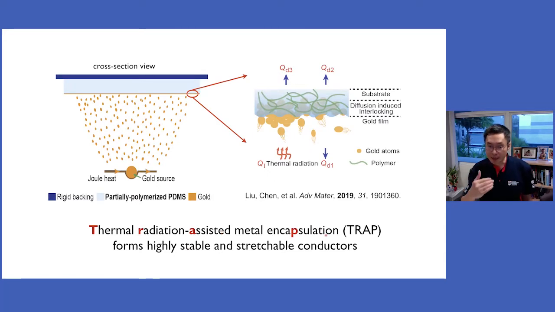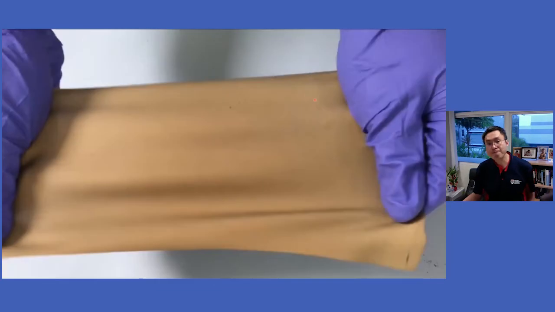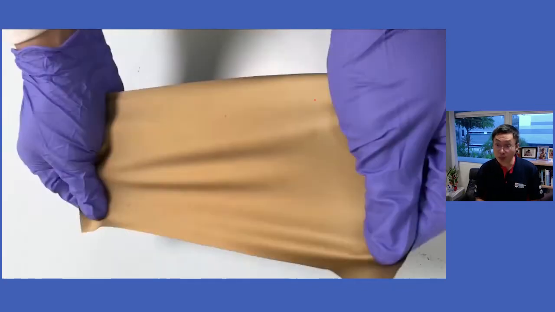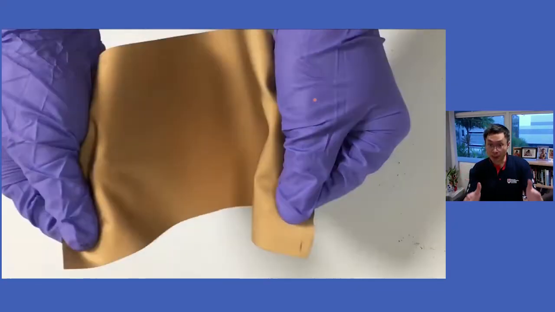This approach can be used to form highly stable and stretchable conductors. How does it work? First, it's PDMS, but a half-cured PDMS, still with 50% monomer inside. When you thermally deposit gold onto the substrate, the gold will penetrate, but because of the thermal radiation, the gold will be encapsulated by the PDMS layer. This is the kind of film we can form. This is how it looks. This gold is stretchable, bendable, and also foldable. The size really depends on how large a sample you prepare.